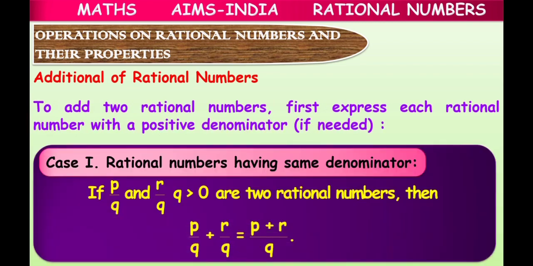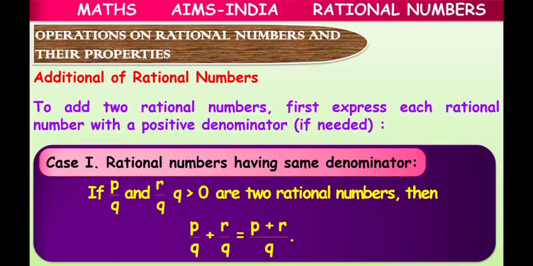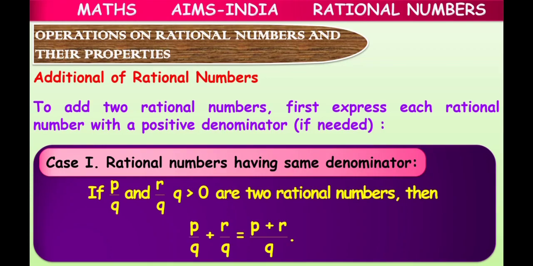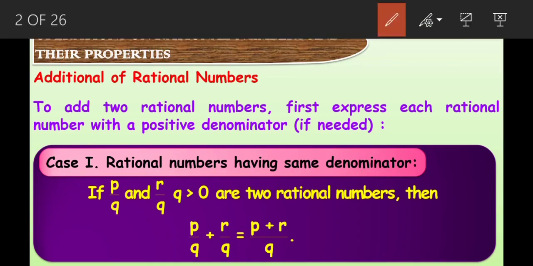So in first case, we are taking the rational numbers which are having the same denominator.